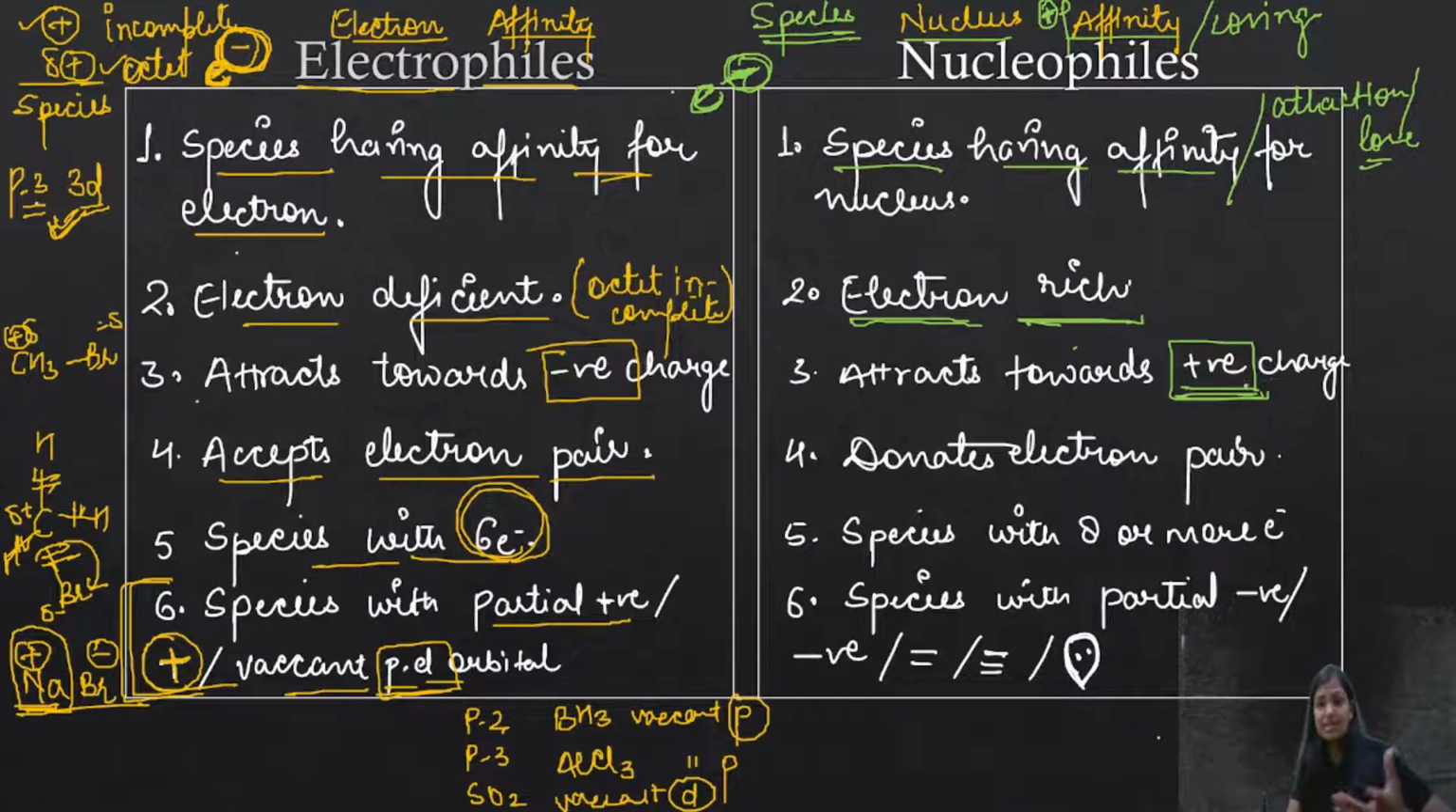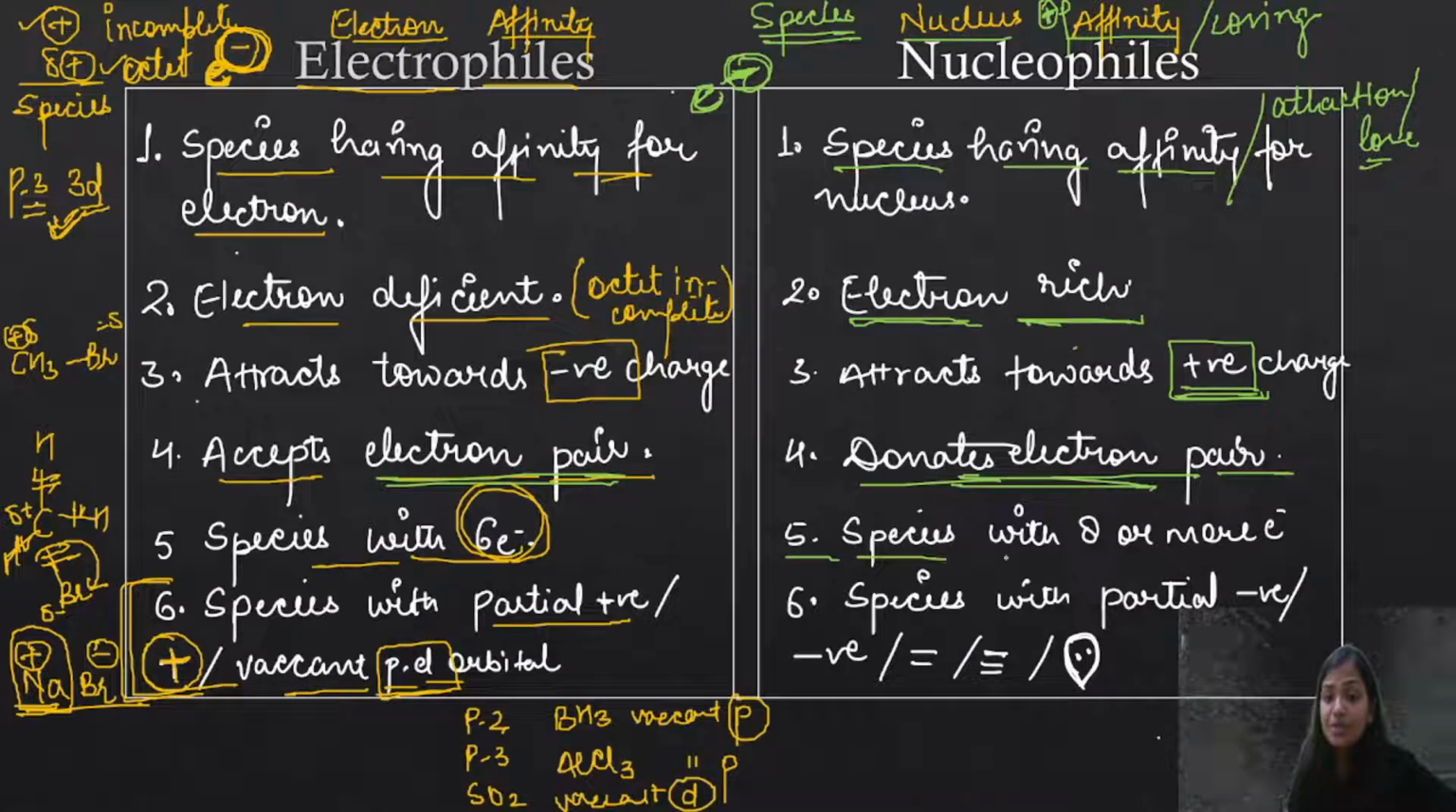I will be giving you examples, so please don't worry. First, go through the points of difference. Now, if any species is a nucleophile showing attraction for the nucleus, then definitely it will have a tendency to give its electron pair, right? So we can say that such species donate electrons. These are the species with 8 or more electrons.